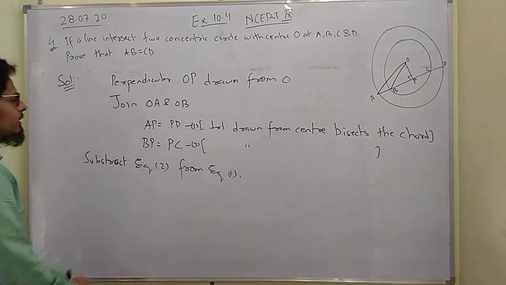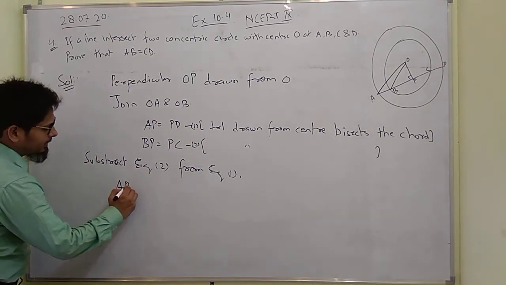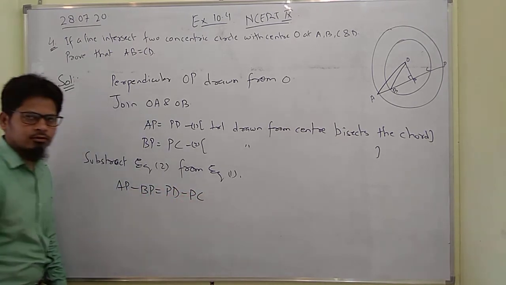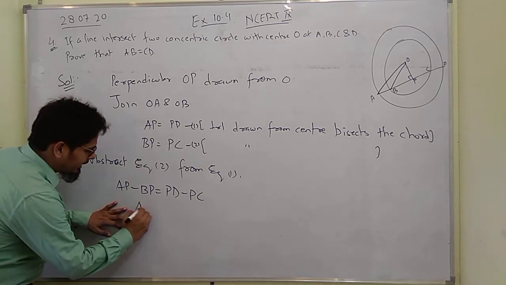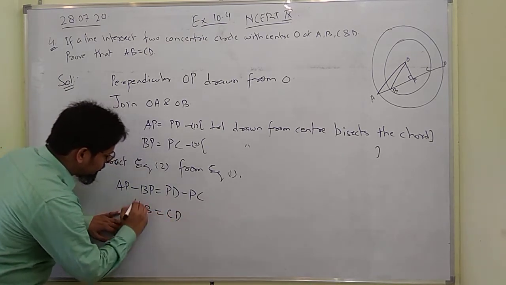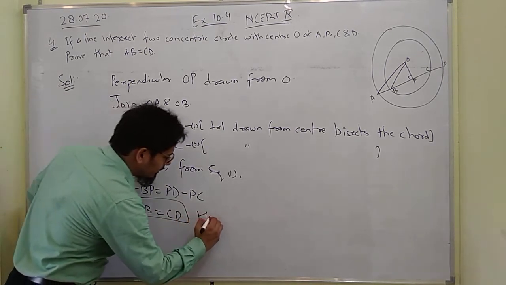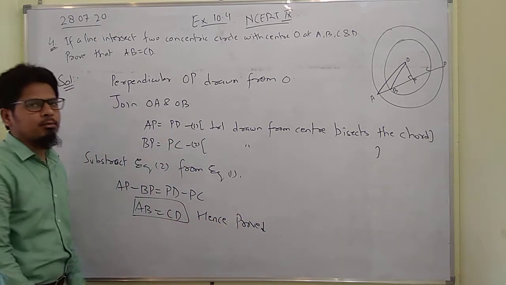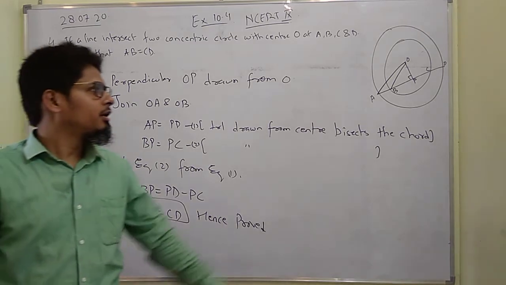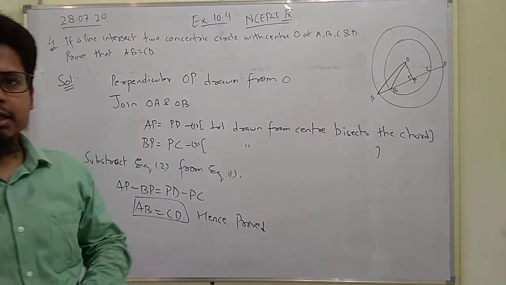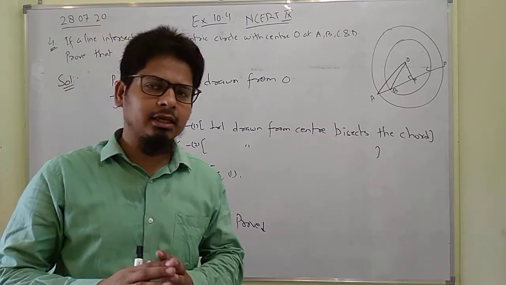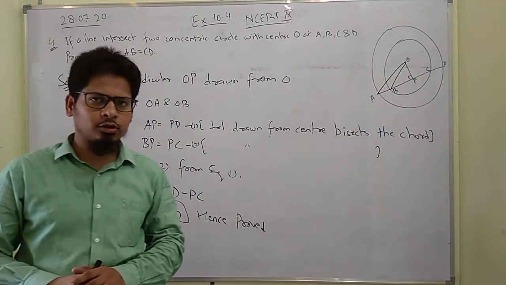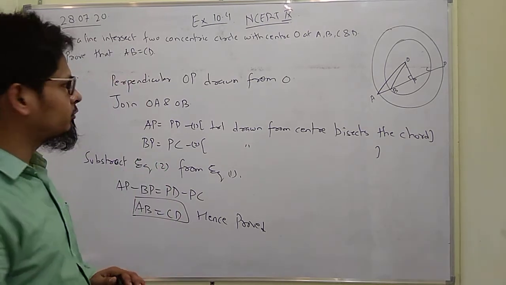Clear? So now I write AP minus BP is equal to PD minus PC. Now we have AB is equal to CD. This is our required proof, hence proved. So this theorem I just used 2 times, in the small circle and in the bigger circle, and I subtracted both the equations. Now we have AB is equal to CD. Now the question is over. So now you copy down this question.